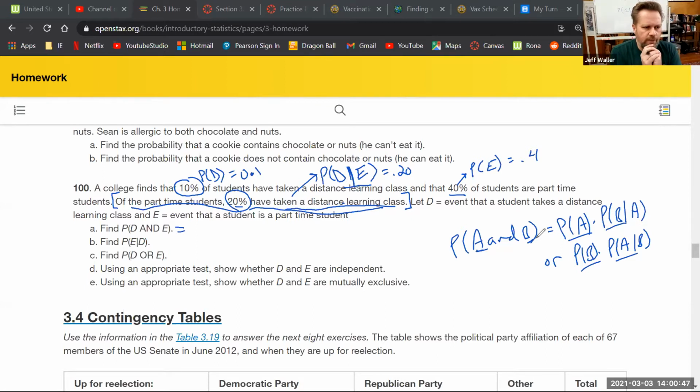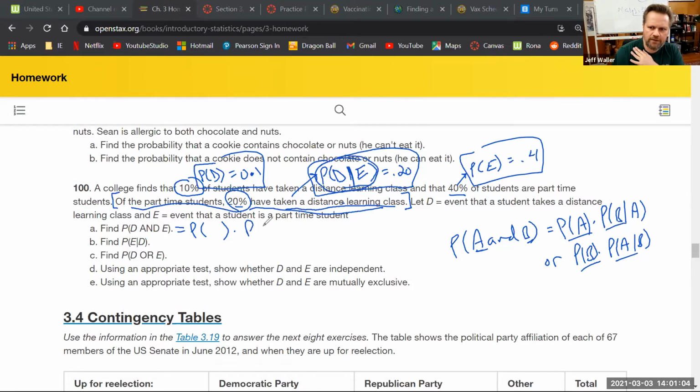Let me stop for a minute. So considering what I know, I should probably write this in the way that I could use this. Do you see what I'm talking about? Because I know this. So if this is D given E, what goes here? Point one. Well, tell me the symbol. Oh, probability of D? No. E.